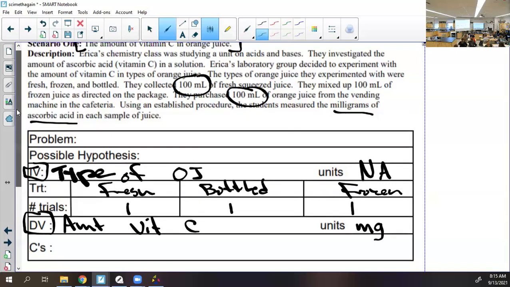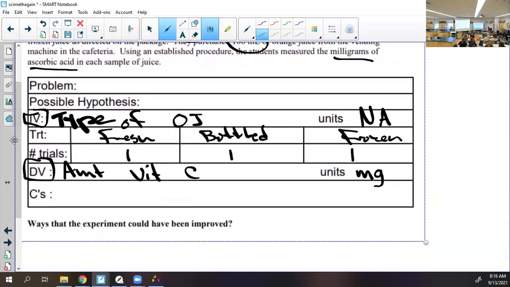Okay, then constants. I will ask you, hopefully not in vain, will you tell your partner at least one thing that they better keep the same? All right. Derek says the most important one, which some of you probably said too. He said the amount of orange juice. Because if I get a gallon of one and a teaspoon of the other, they're going to be different, right? So the constants, the amount of OJ. All right. Van said OJ, so we better not switch to apple juice or something like that, right? So you don't have to write all these, but you could say the same juice, whatever.